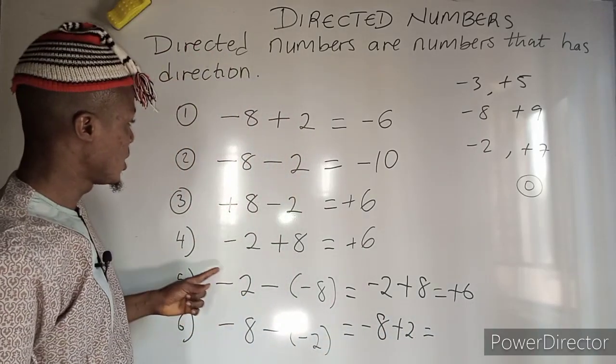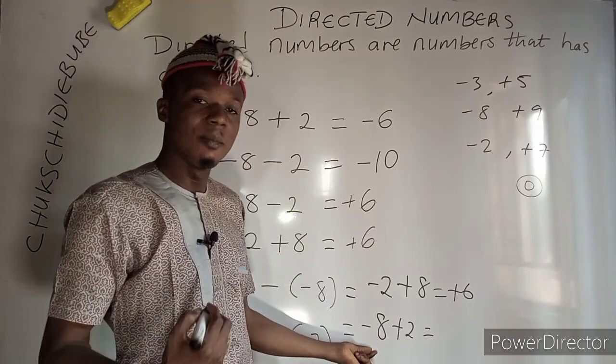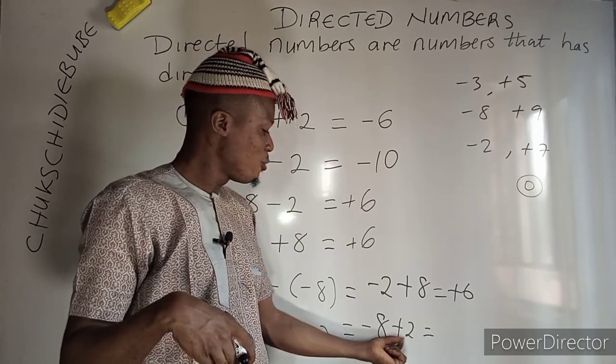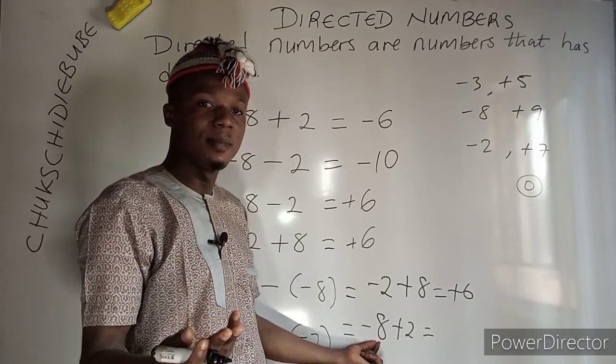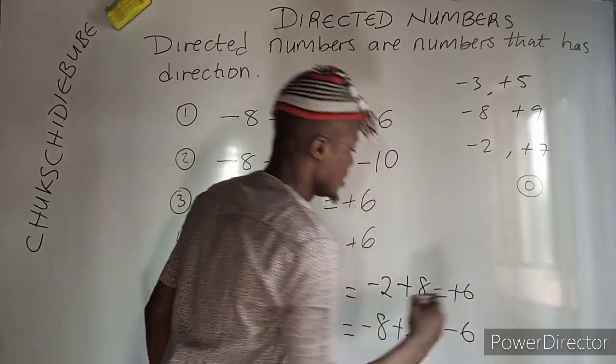which brings us back to this particular question here, number 1. So minus 8 means I'm owing you 8, plus 2 means I have just 2. If you come to my house, I will pay you 2. I have not completed the payment. I will still be owing you 6. Therefore, the answer is negative 6.